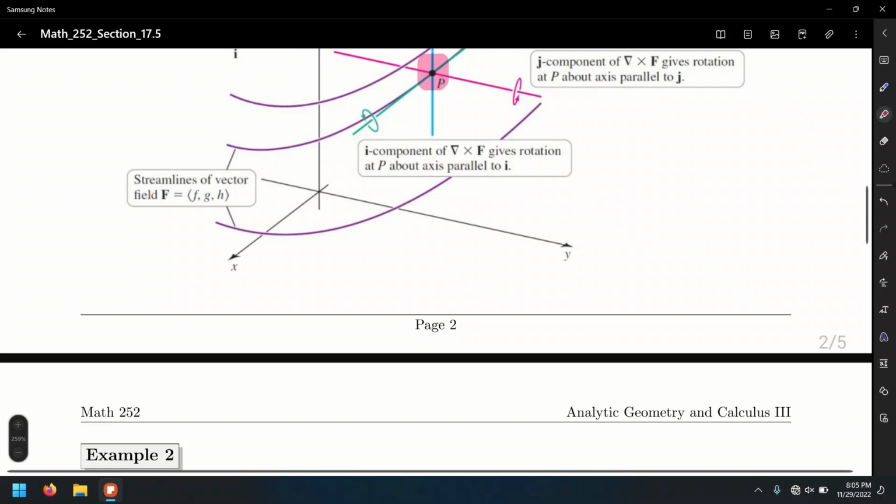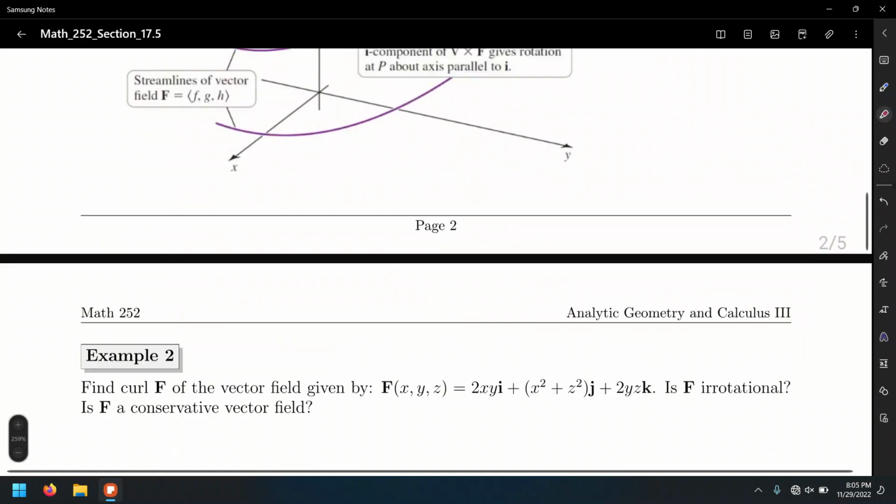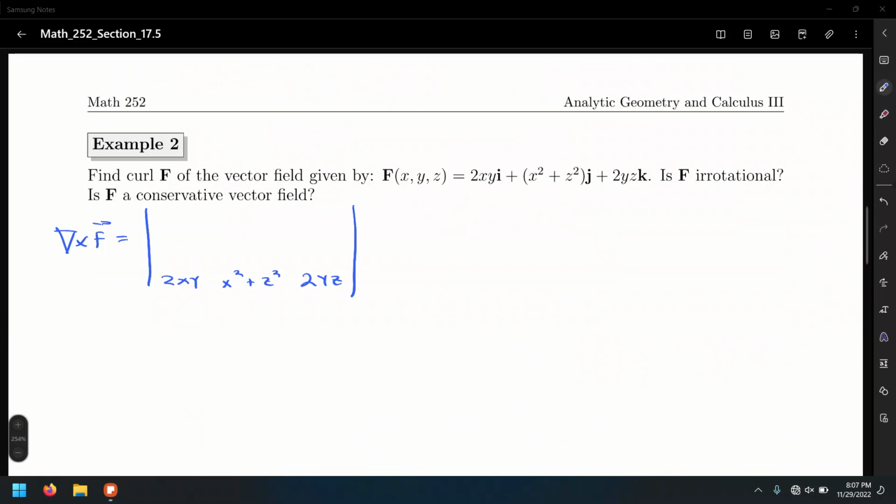All right, so I guess an example would be great to do. Okay. All right, so let's set it up. So that's i, j, k. So that's partial with respect to x, partial with respect to y, and partial with respect to z.